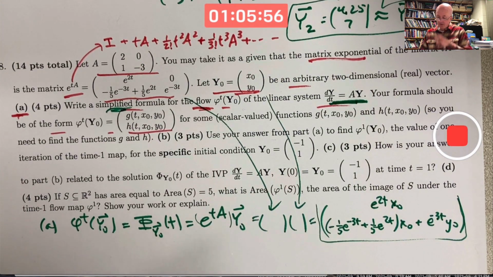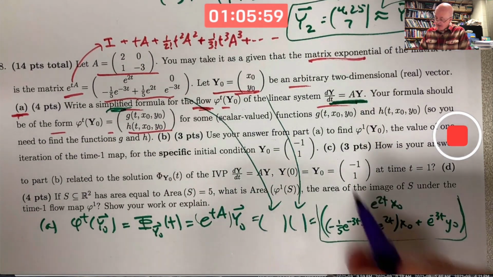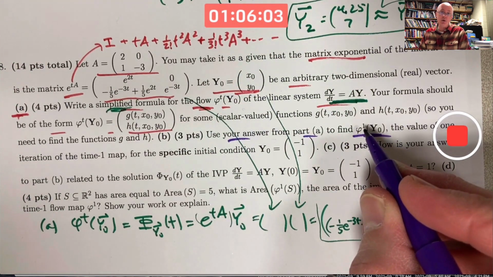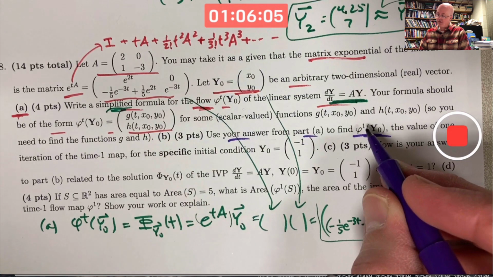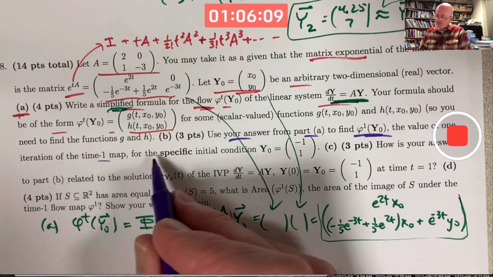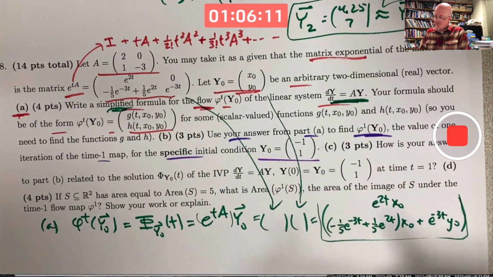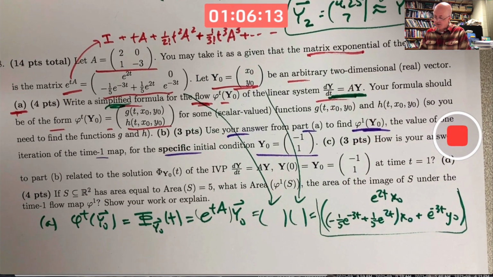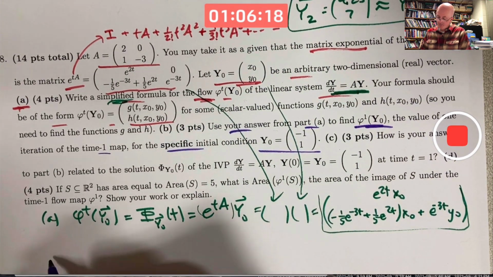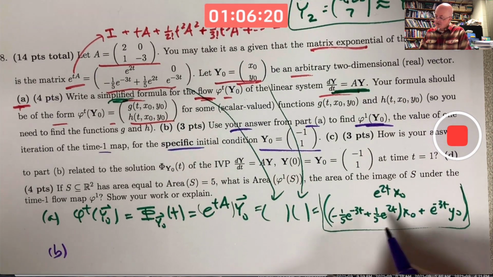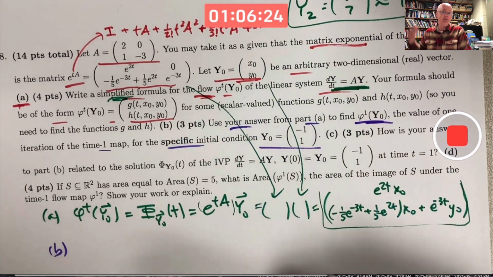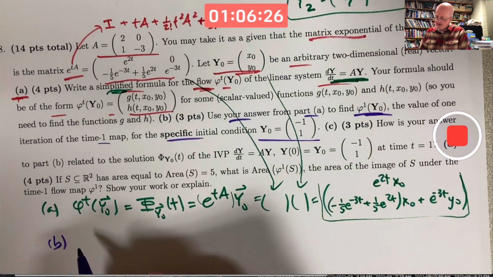Part B is also easier than it seems. You use your answer from part A to find this thing where I've plugged in t equals 1. It's called the time 1 flow map. Value the one iteration of the time 1 flow map for the specific initial condition, negative 1, 1. I could have done an arbitrary initial condition, but I decided to pick a specific one. So you just plug in t equals 1, x0 is negative 1 and y0 is positive 1, and you're done. That's all you have to do.